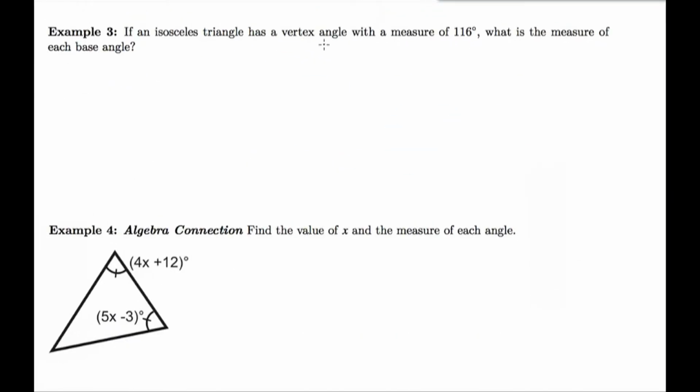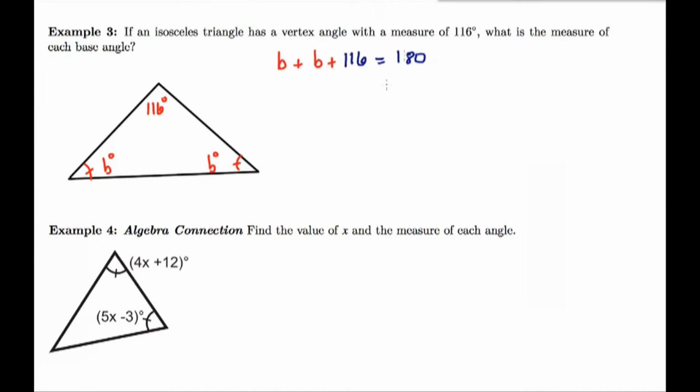Example 3, if an isosceles triangle has a vertex angle with a measure of 116 degrees, what is the measure of each base angle? So I've got two base angles plus the 116 degrees equals 180, and I can solve for the base angle and I get 32 degrees.